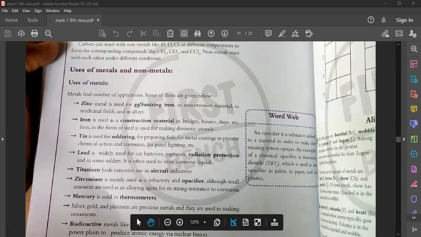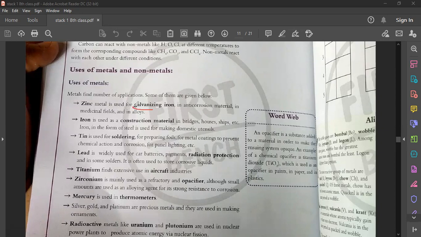So if you take the zinc, where will you use zinc? In the galvanizing of iron to prevent the rusting of iron, right? The next one, in medical industries and the alloys. What is the meaning of alloy? The mixture of two different metals in a fixed proportion. Mixing of two or more metals, or mixing of metal and non-metal in a homogeneous way. That is the meaning of alloy.